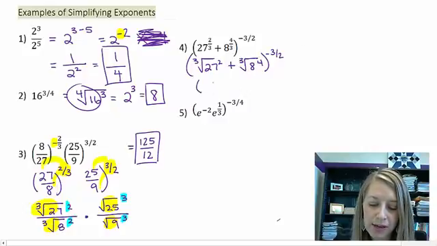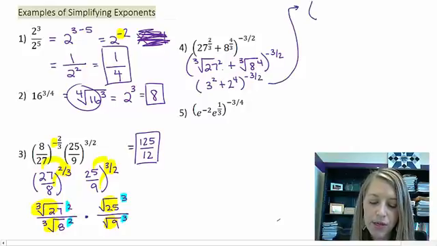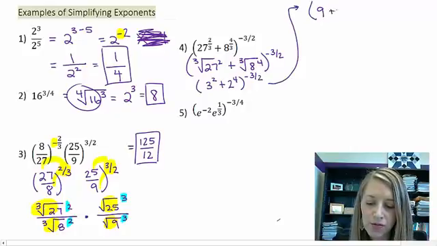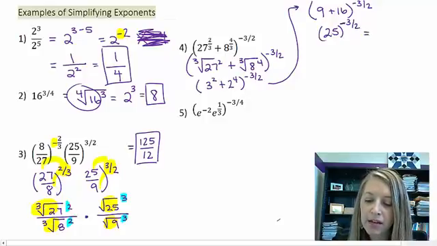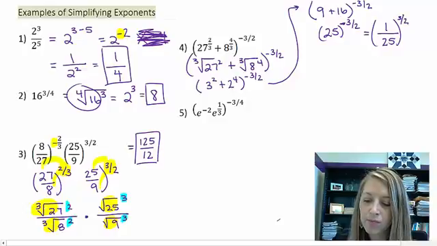So the cube root of 27 is 3 squared. Cube root of 8 is 2 to the 4th, all to the negative 3/2. 3 squared is 9 plus 2 to the 4th is 16 to the negative 3/2. 9 plus 16 is 25 to the negative 3/2. Let me take care of my negative. That's 1 over 25 to the positive 3/2.